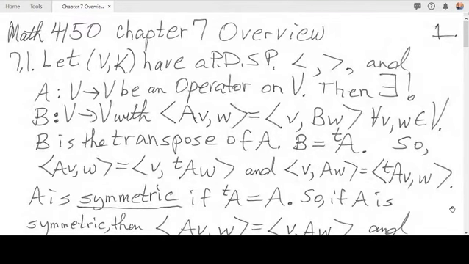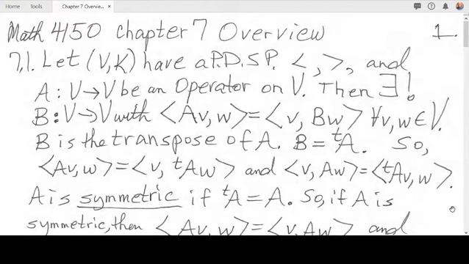Chapter 7 Overview. Chapter 7 deals with three kinds of linear mappings called operators going from V into itself, where V is a vector space having a fixed positive definite scalar product. We look at symmetric operators, Hermitian operators, and unitary operators. Of course, you're already familiar with symmetric matrices. A matrix is symmetric when it equals its transpose. But the other two you were not so familiar with.